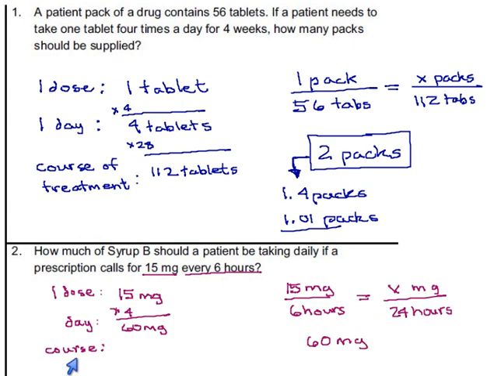We can't do the course of treatment part for this one because they don't say how long this treatment goes on. If they said 15 milligrams every 6 hours for a week or something like that, then we could fill in this last space, but in this case, we did not need to.